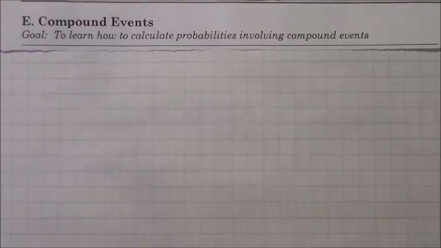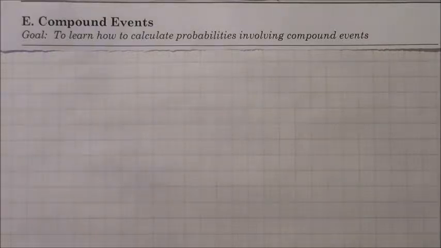Hi, welcome to lesson 22E, compound events. The goal of today's lesson is to learn how to calculate probabilities involving compound events. Now, compound events are where two different activities are occurring at the same time. So, for example, rolling a die and tossing a coin at the same time.